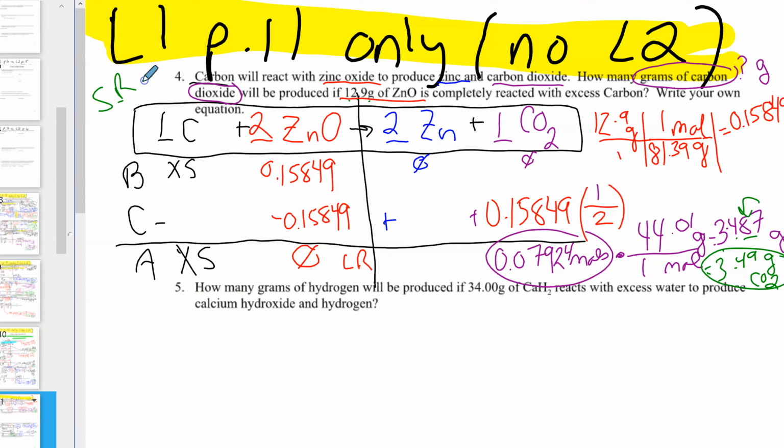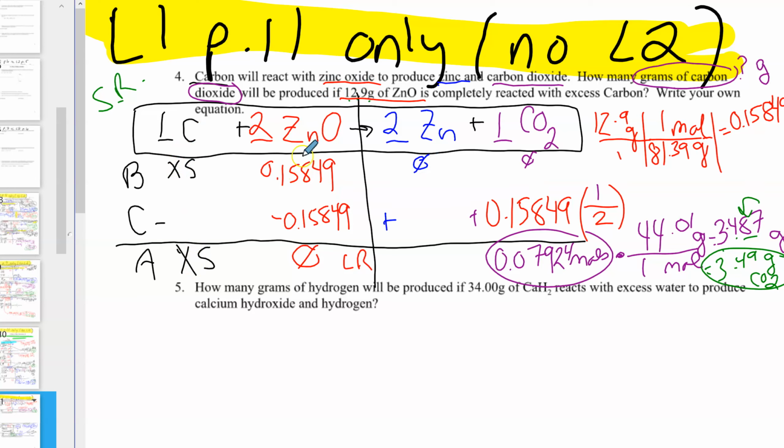single replacement. You might be like, oh, but look, carbon's trading places with a metal. Is that okay? Well, that's what happens here. Remember, carbon's almost kind of a metalloid. It gets kind of close to that stair-step line. Okay, so first step is set up your BCA table, excess carbon, no products.